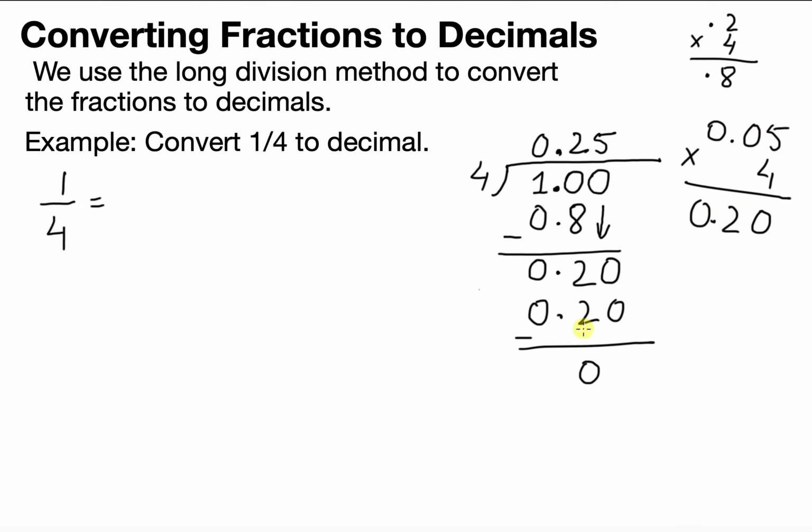Okay. So we have a solution: 0.25. 1/4 is equal to 0.25 in decimal. These two values are equivalent. I'm sure you already know that 1/4 is the same thing as 1 divided by 4, equal to 0.25.